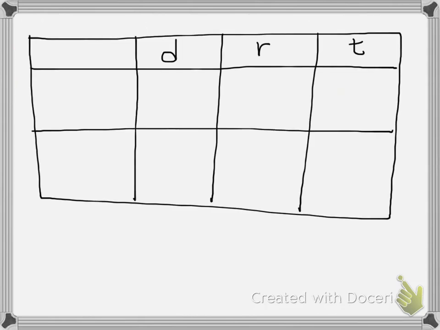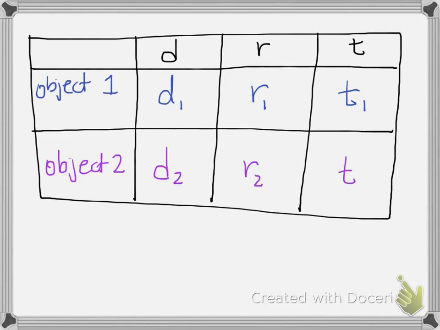We start off by making a chart where we have our distance, rate, and time up at the top in each column, and we will have some object that will have a specified distance, a rate, and a time. Part of that will be known, some of it might be unknown, or it might be related to the second object. The second object also will have a distance, rate, and time associated with it.